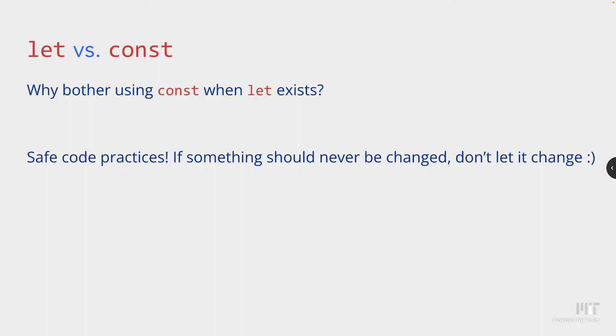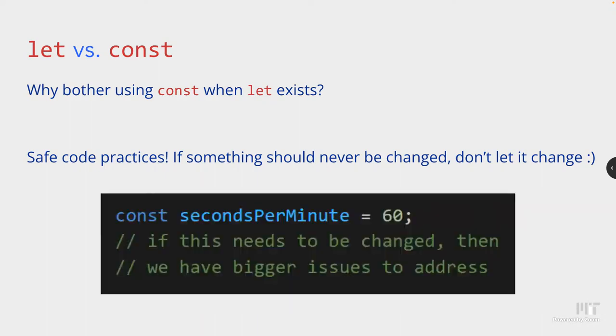And yeah. So like this, we don't ever want secondsPerMinute to be changed from 60. You don't want certain things to change like this, or conversion factors, and so on and so forth. So you would put const in front.